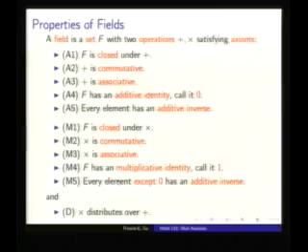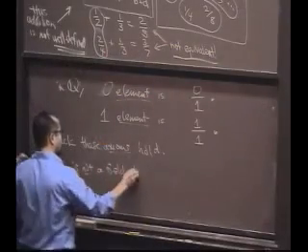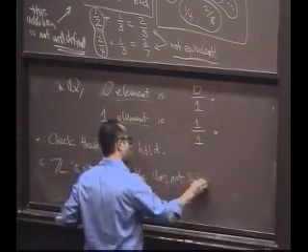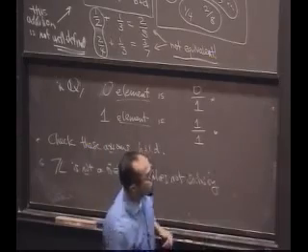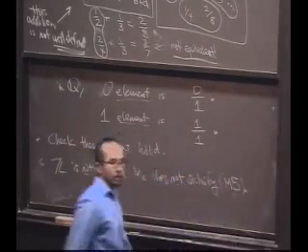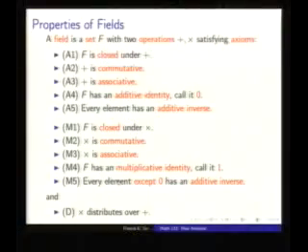Good. Z is not a field because it does not satisfy what? M5 in particular. Jenny.